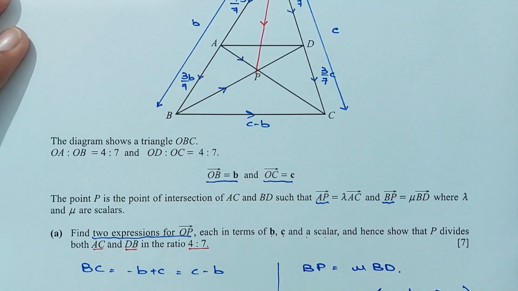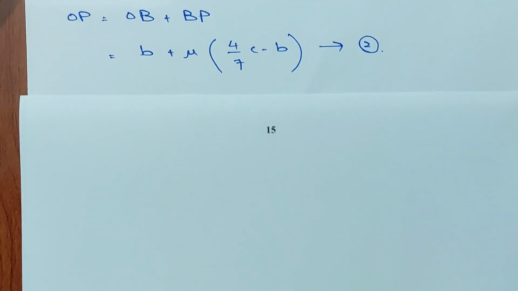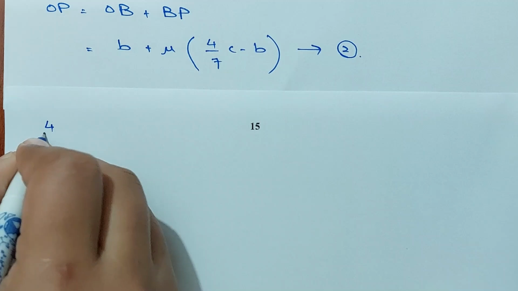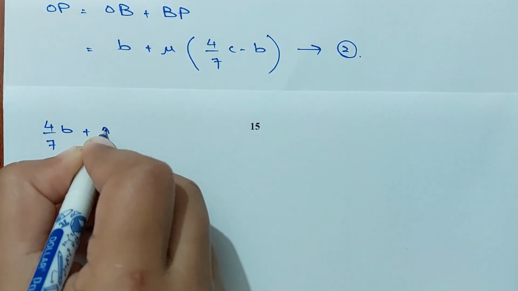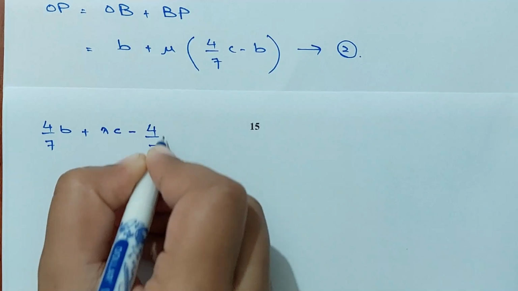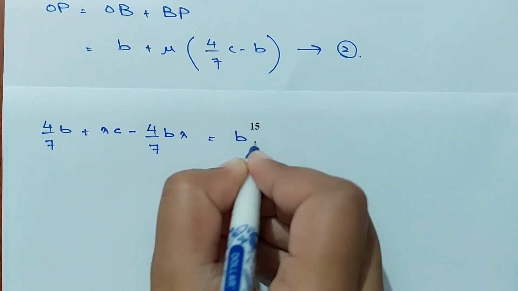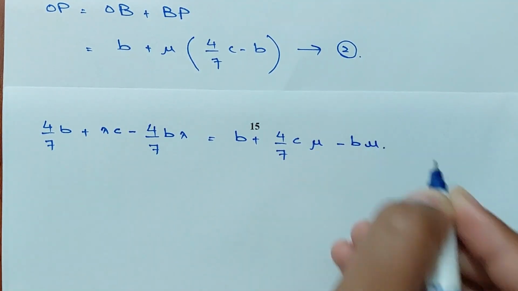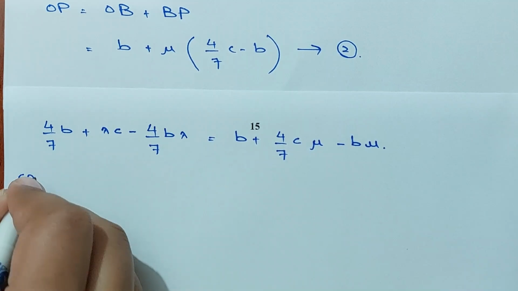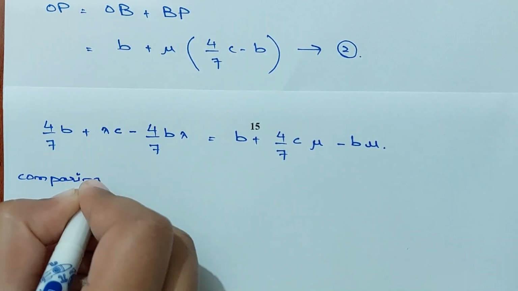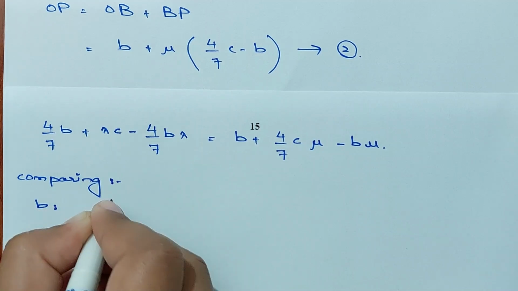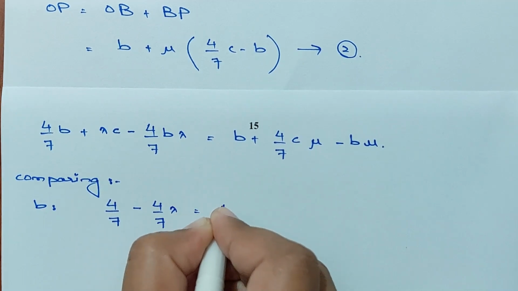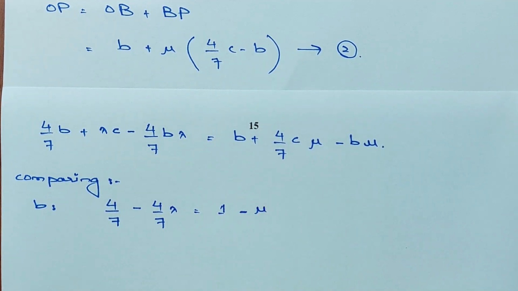Let me equate the two expressions of OP. This is 4 by 7 b plus lambda c minus 4 by 7 b lambda, which equals b plus 4 by 7 c mu minus b mu. Let me solve for lambda and mu by comparing b and c. First compare b. The b coefficient is 4 by 7 minus 4 by 7 lambda, and here the b coefficient is 1 minus mu. We have an equation in mu and lambda.